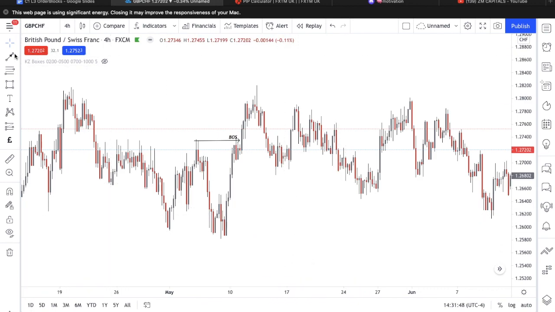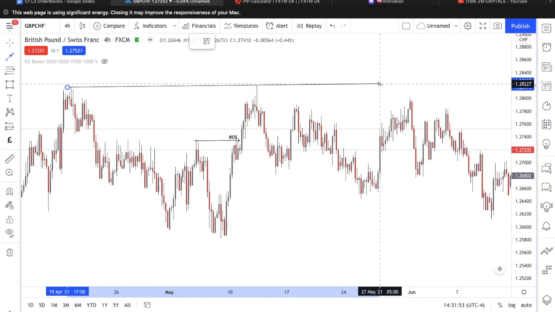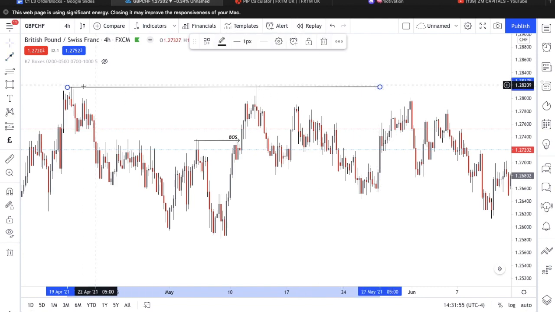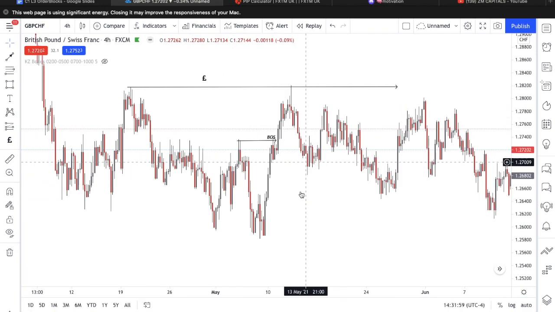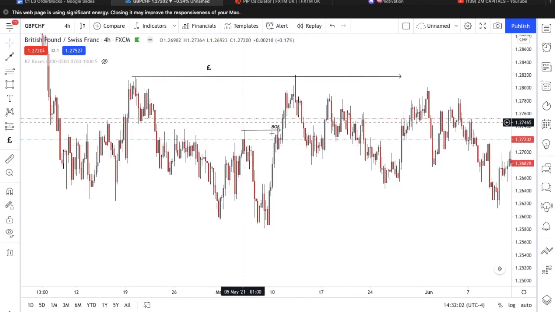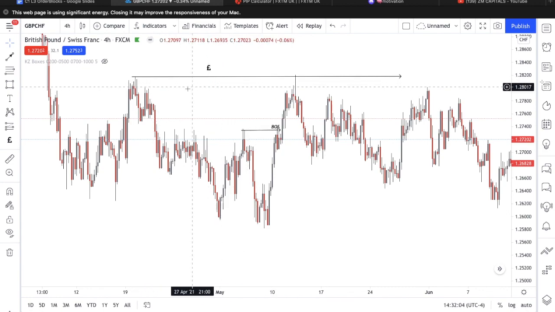And as we can already see, price left us some sweet liquidity. Equal highs right up there. That needs to be taken out, right? So now that we got our break of structure, and there was liquidity above there, right?